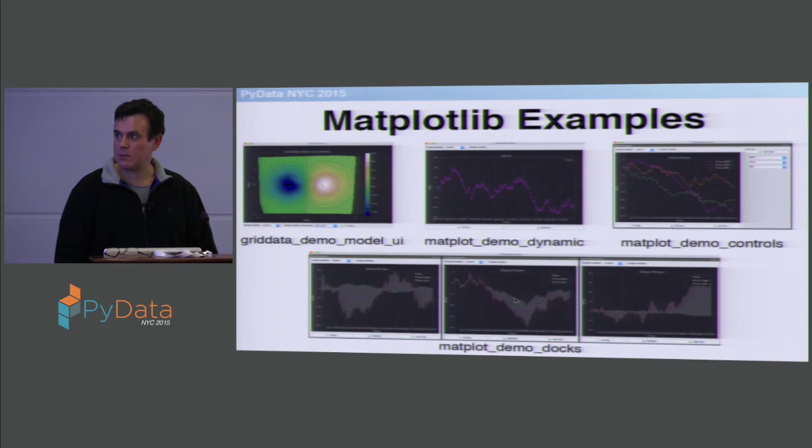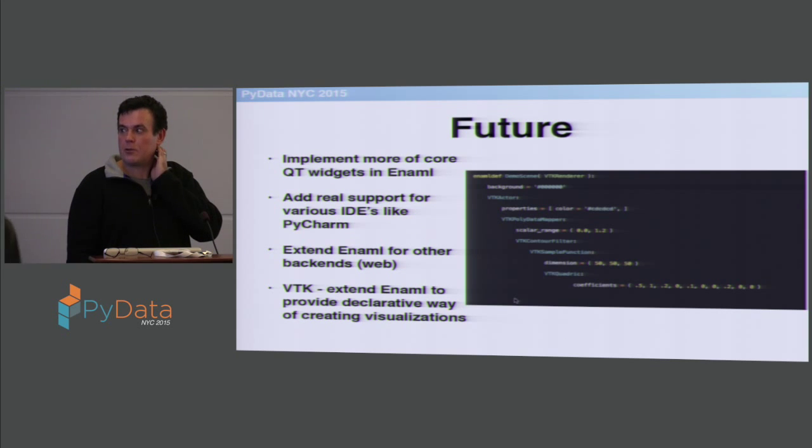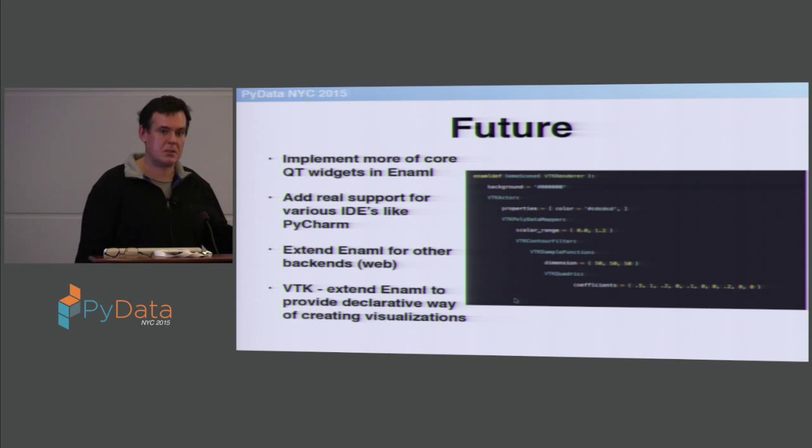Anyway, it's time to finish. So, conclusion: I hope I showed you how to easily manipulate your visualization with Enaml by hooking up certain components. And for the future, like I was talking to someone here, more Qt widget support, maybe PyCharm and other IDE support, and maybe extending within the backends. That's it. Thank you.